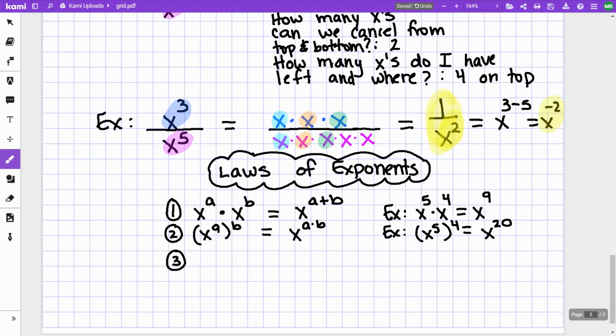On number 3, if I have x to the A divided by x to the B, that is going to equal x to the, always, we're going to subtract, top minus bottom, A minus B. So as an example, let's say I had x to the 10th divided by x to the 6th. That is going to be x to the 10 minus 6, which is 4.